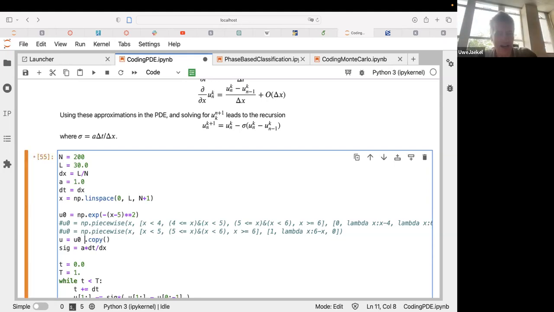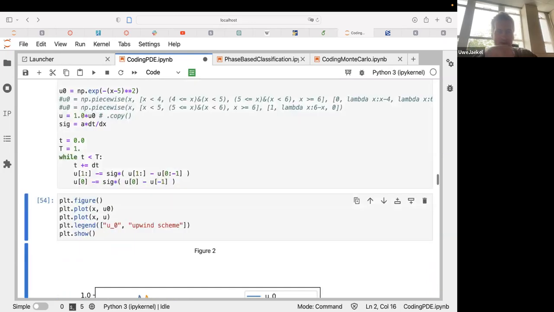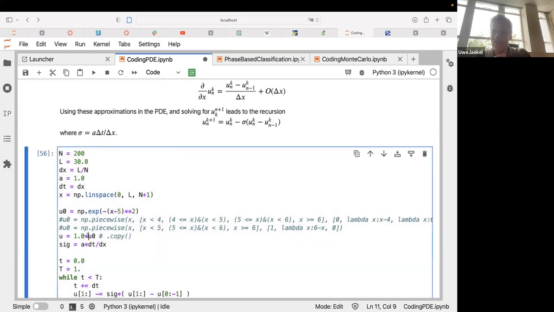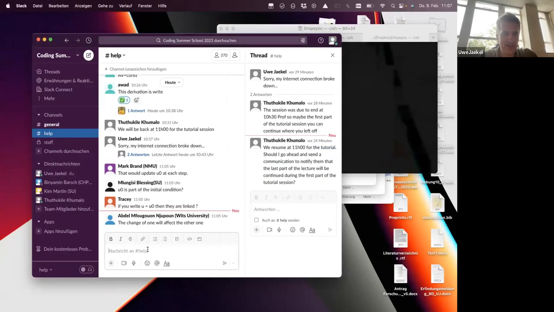I'm a lazy guy. I occasionally do the following. I write this as 1.0 times u0. This does the same thing, because this is now a NumPy operation, and all these math operations create new objects. So that would be the same. I need a copy. Thank you very much. Yes, another participant also came up with the correct answer.